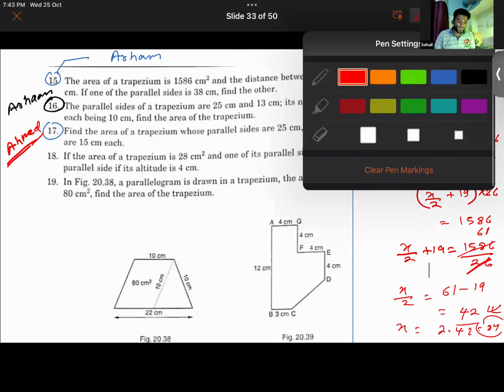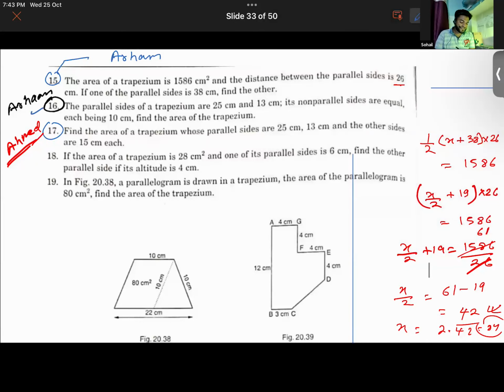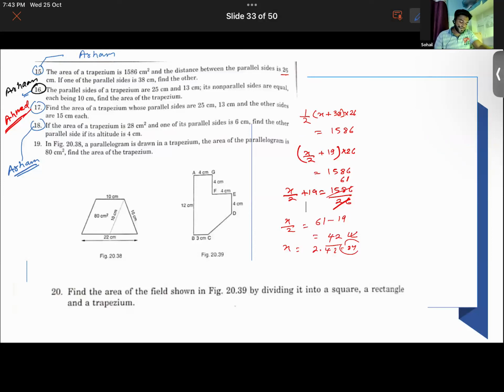Okay, Arhan, done. Have you done question number 16? Meanwhile, Arham, you solve question number 18. Sir, I'm done. Okay, what is the answer you're getting? Sir, 152 centimeters. 152? Square centimeter it will be. Okay. So question number 16 is also a good question over here.